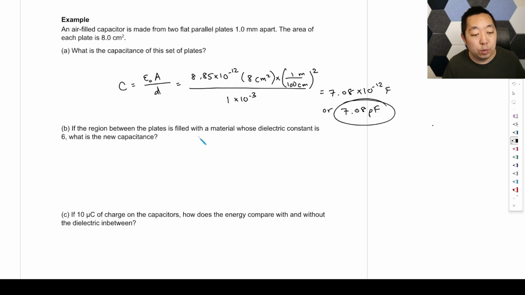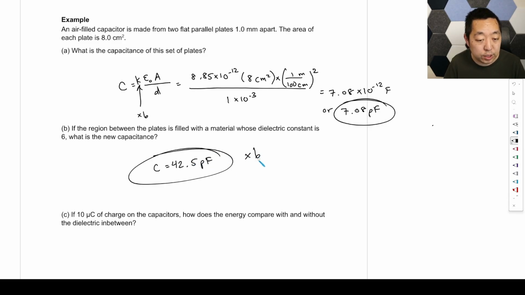Now the region between the plates is filled with a dielectric, but the material's dielectric constant is 6. What's the new capacitance? Well, the only thing that's going to happen is we're going to multiply by 6. So it's going to be 6 times as much, this times 6, which is going to be 42.5 picofarads. It's just times 6.